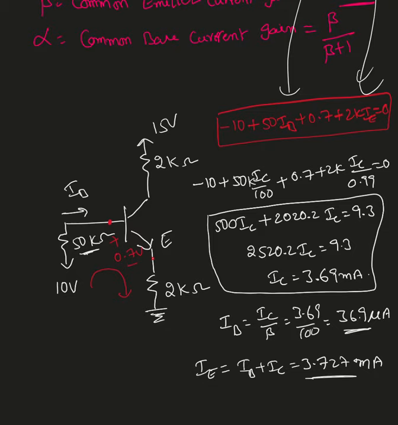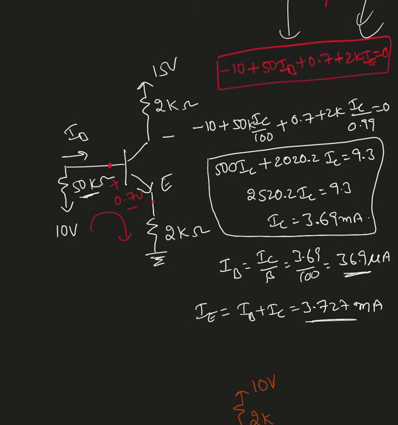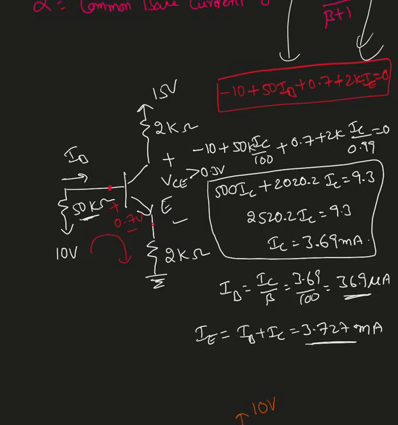Once I know IE, now remember we started solving this example by assuming it is in active mode of operation. So we need to verify whether it is in active mode or not. To verify, all we need to do is make sure this VCE is greater than 0.3 volts. As long as VCE is greater than 0.3 volts, that transistor is in active mode. So to find VCE, all I need to do is find VC and VE.